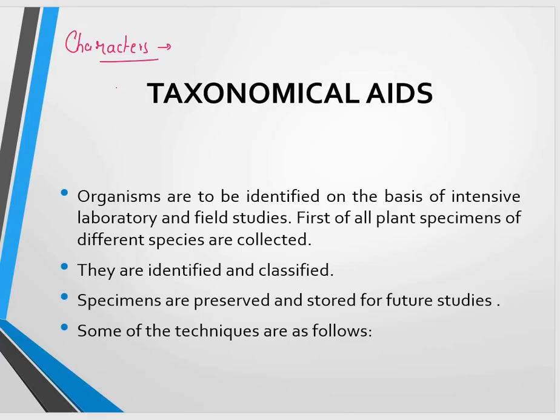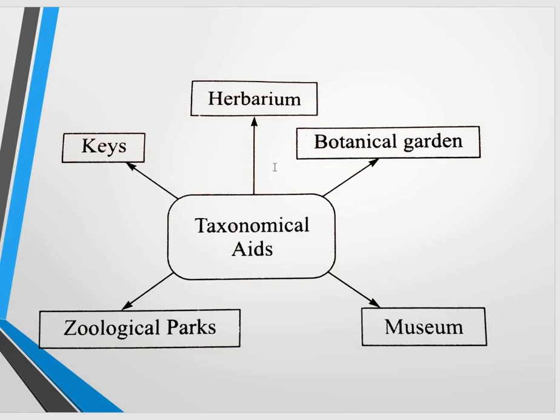So the study of classification is called taxonomy, where the taxon is the particular group, and here we are talking about the aids. So organisms are to be identified on the basis of the studies. First of all, plant specimens of different species are collected, identified and classified, preserved and stored for future studies. So these are the taxonomical aids: herbarium, botanical garden, keys, zoological parks, museum.